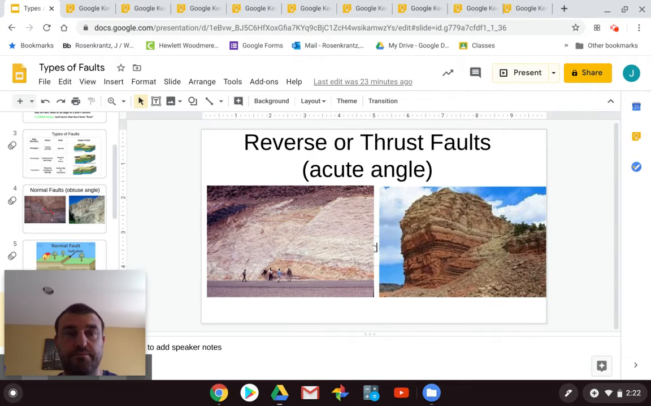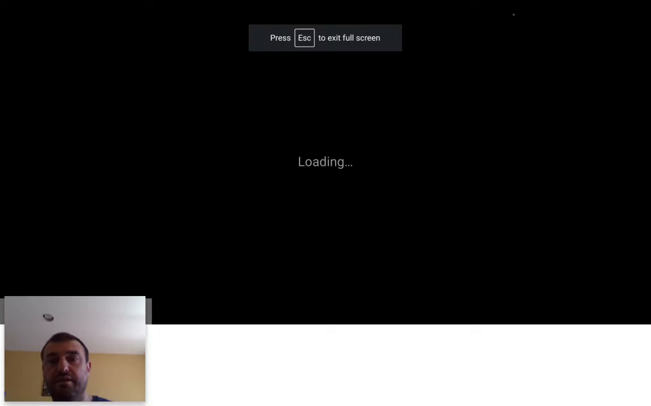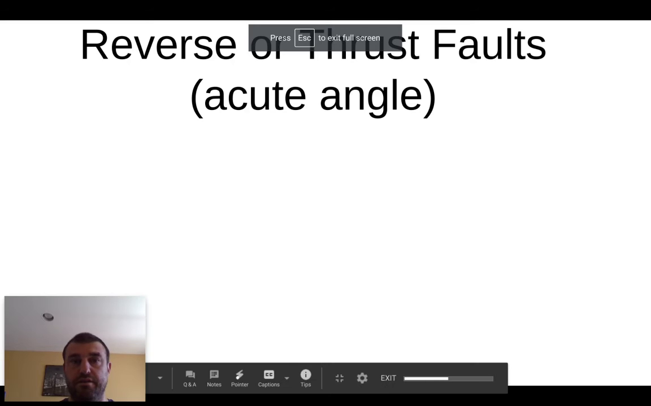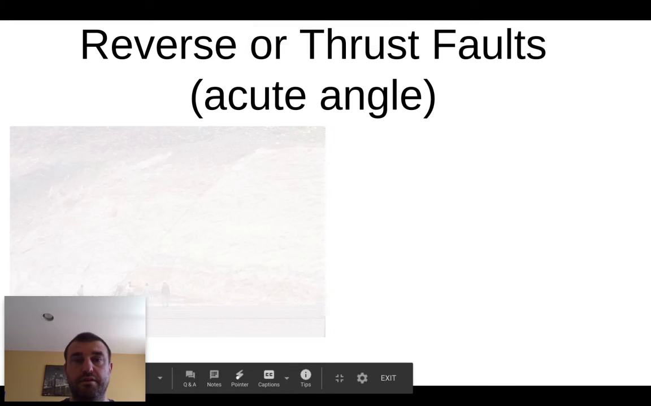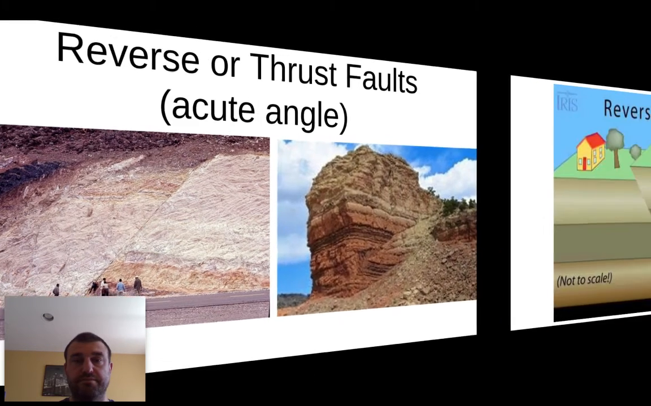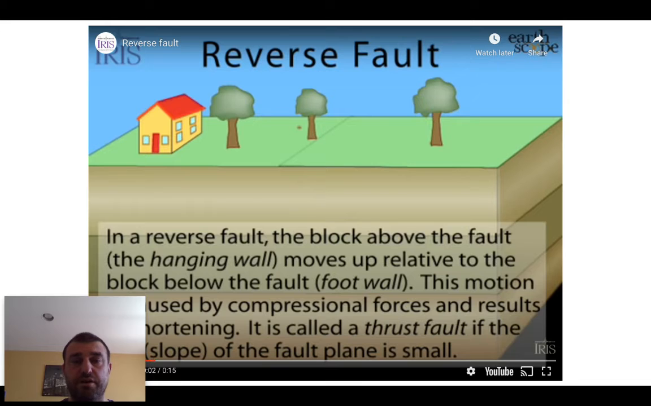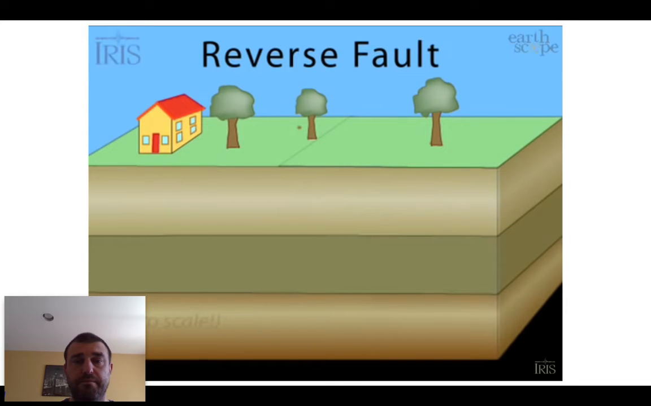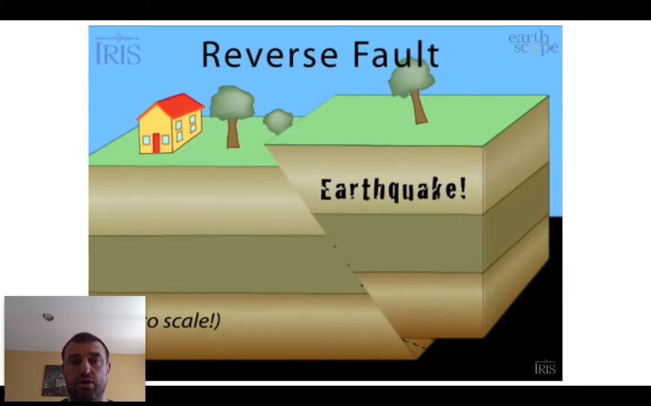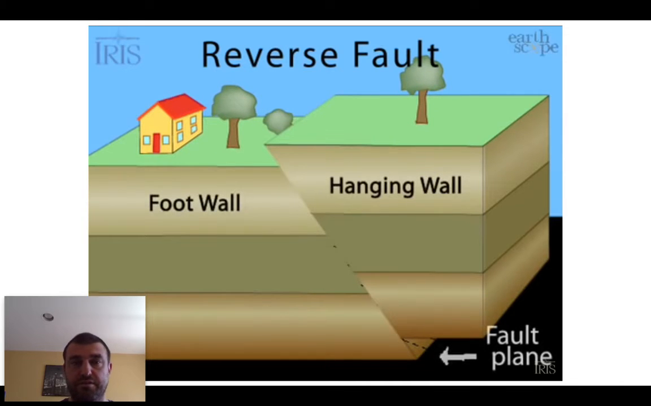Okay, so let's present it again. Okay, so here, pressure, compression forces one block up over the other, right, causing an acute angle.